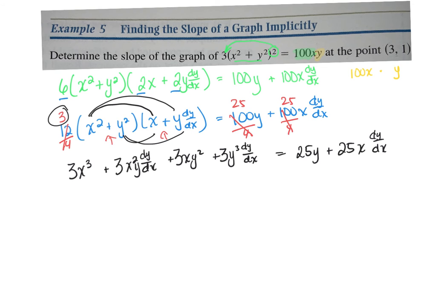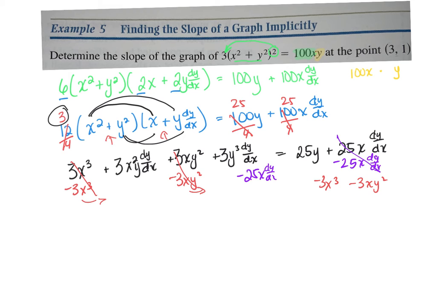So it really doesn't matter how you move them. You can move them to either side. Because I have 2 dy dx's on the left-hand side here, I'm probably going to move this guy over, right? And move him over here, negative 25x dy dx. And that's going to cancel that. And then I'm going to move these over to the other side. So we're going to have a negative 3x cubed and then a negative 3xy squared on this side. And those will cancel here.